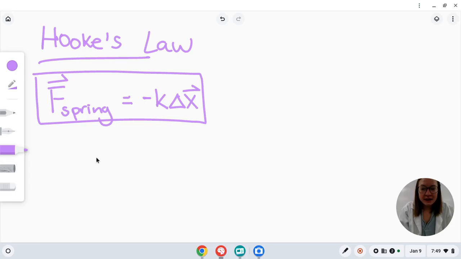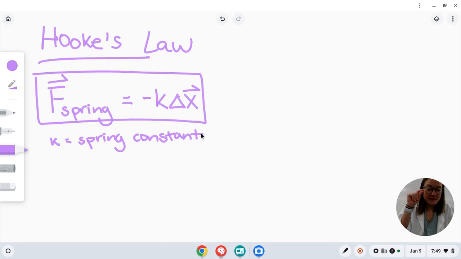Let's talk about k first. You remember that k is my spring constant, and it tells me the stiffness of a spring. If we have a big k, it's more stiff. If we have a lower k, it's more stretchy. If you have a really high k, that means the spring is very stiff. It's very, very hard to stretch. In other words, it really likes being in its equilibrium position. It takes a lot to get it out of its equilibrium position.